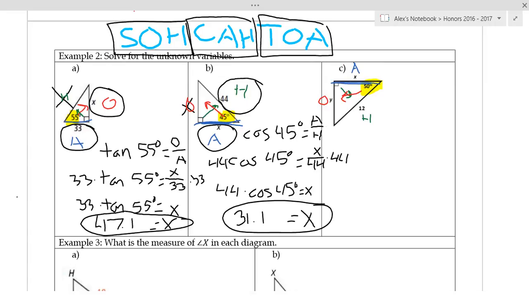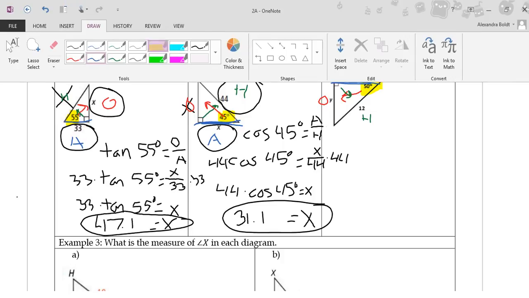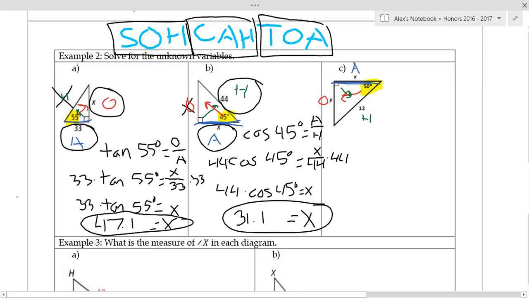Okay. So starting there, let's decide first which variable we're going to solve for. So I'm going to say, let's solve for x first. In solving for x, for now, I'm going to ignore that side. I'm going to ignore y. I'm only going to use x and 12. So again, this is one that has a and h. So if I'm using a and h, I'm going to be using cosine.